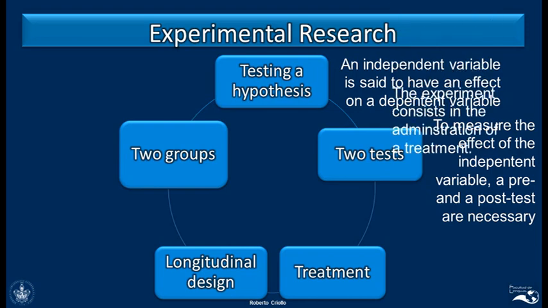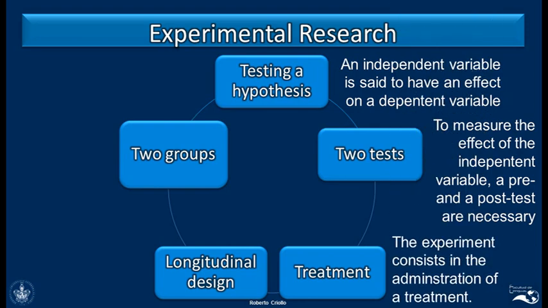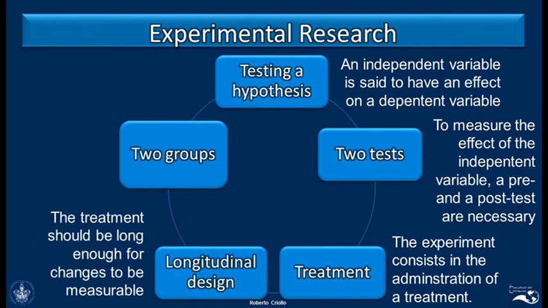This is what we call a treatment. So obviously the experiment itself consists in the administration of a treatment. We're going to do something that is going to prove that this independent variable that we're testing really has an effect on the dependent variable. Now the experiment has a longitudinal design because the treatment should be long enough for changes to be measurable.